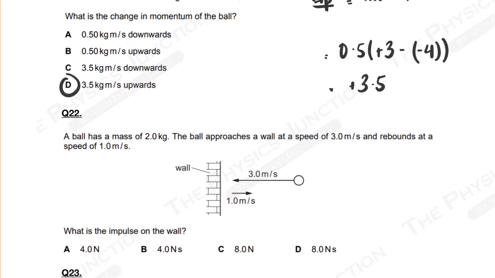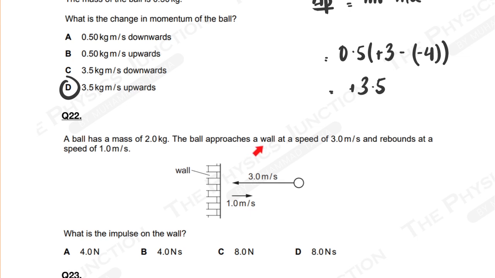Question 22. A ball has a mass of 2 kg, approaches at the speed of 3 meters per second, rebounds at 1 meter per second. What is the impulse? Again, impulse is just the change in momentum. And the diagram also shows you this, that you have to use the sign convention. Again, right is positive, left is negative.